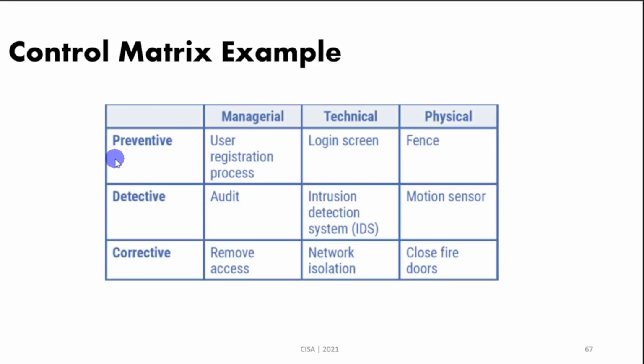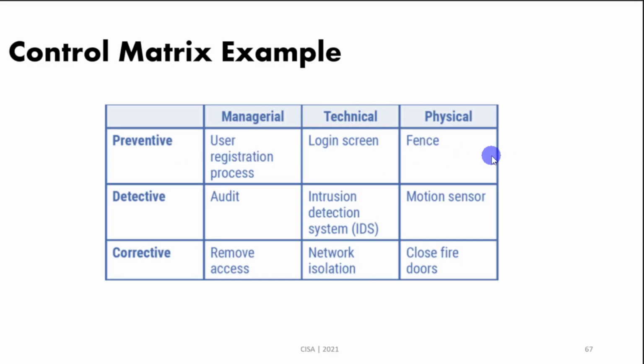As you can see here, in regard to preventive control, we can apply preventive control in many ways. We can apply it using managerial controls, we can implement it using technical control, and we can implement it using physical control. So the strongest type of preventive control is the control that considers these three types.